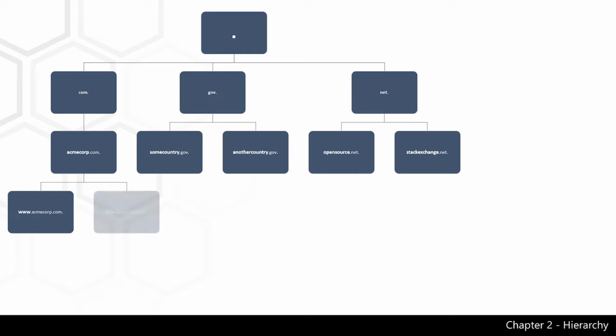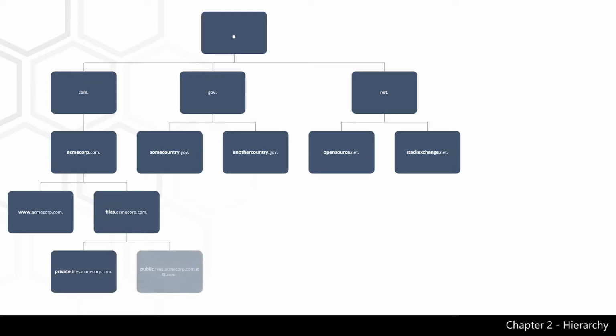You can go one level lower, and then you have the common prefixes you mostly use like www, files, etc. You can do that as much as you want. To my knowledge, there's no theoretical limit to the amount of levels you can have in a DNS system, but in practice it's usually 3 or 4 levels. As you can see, you can go further.